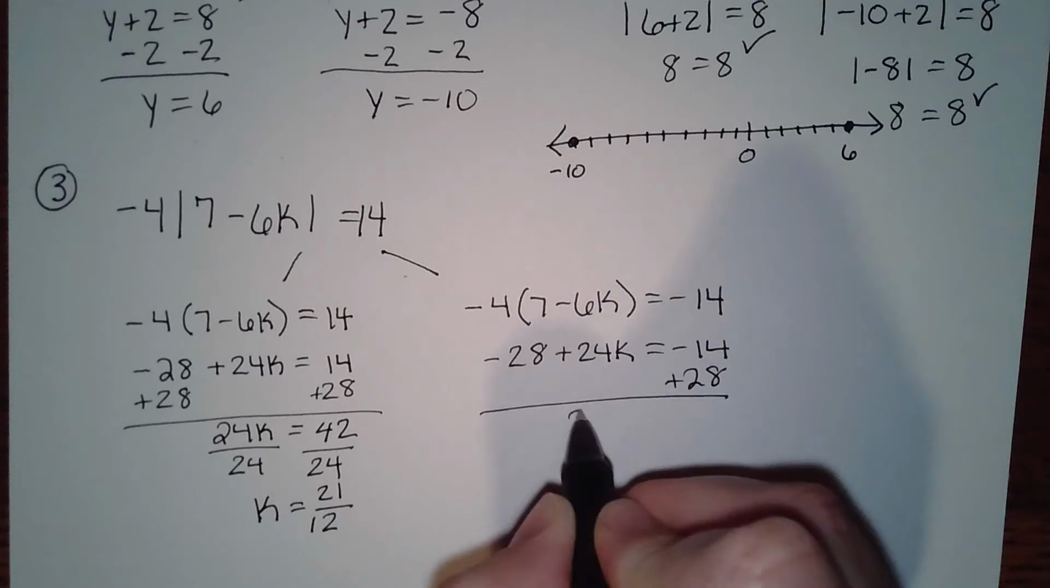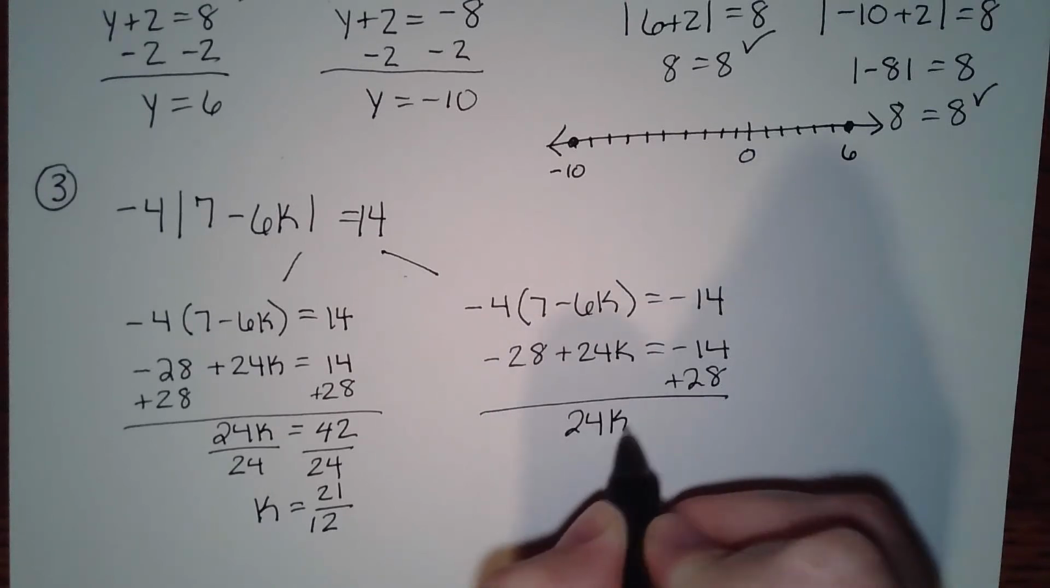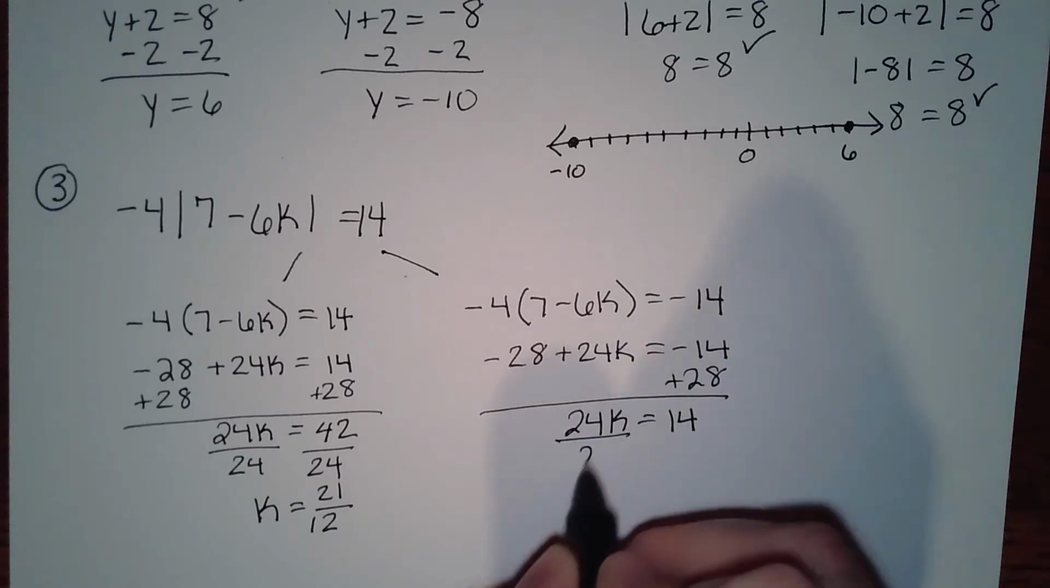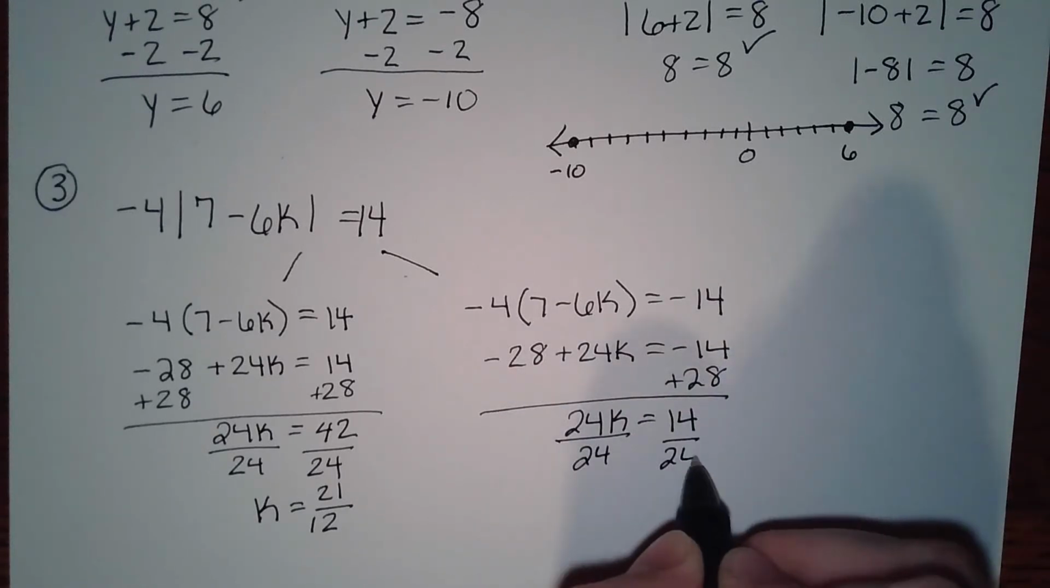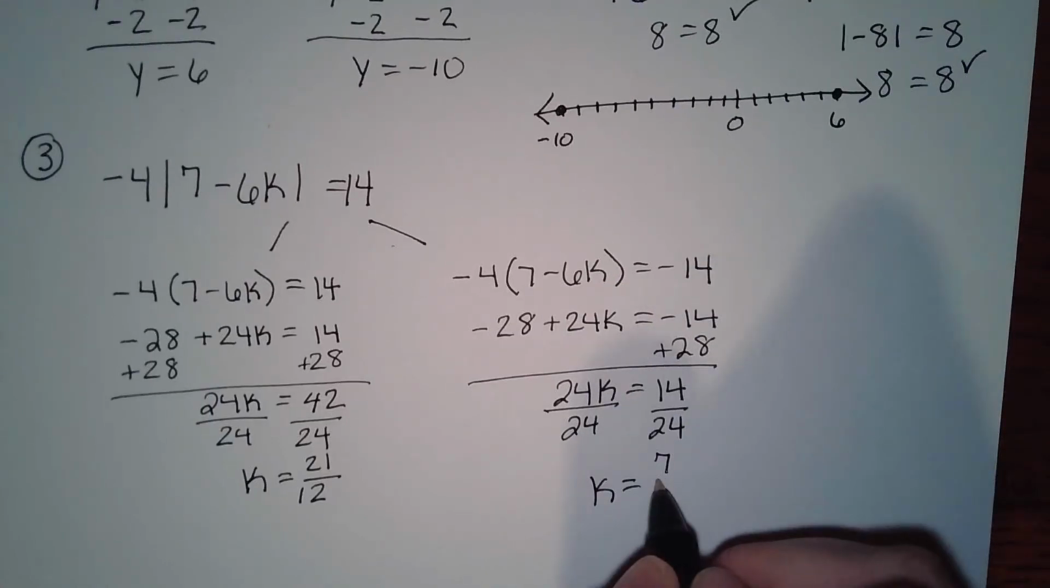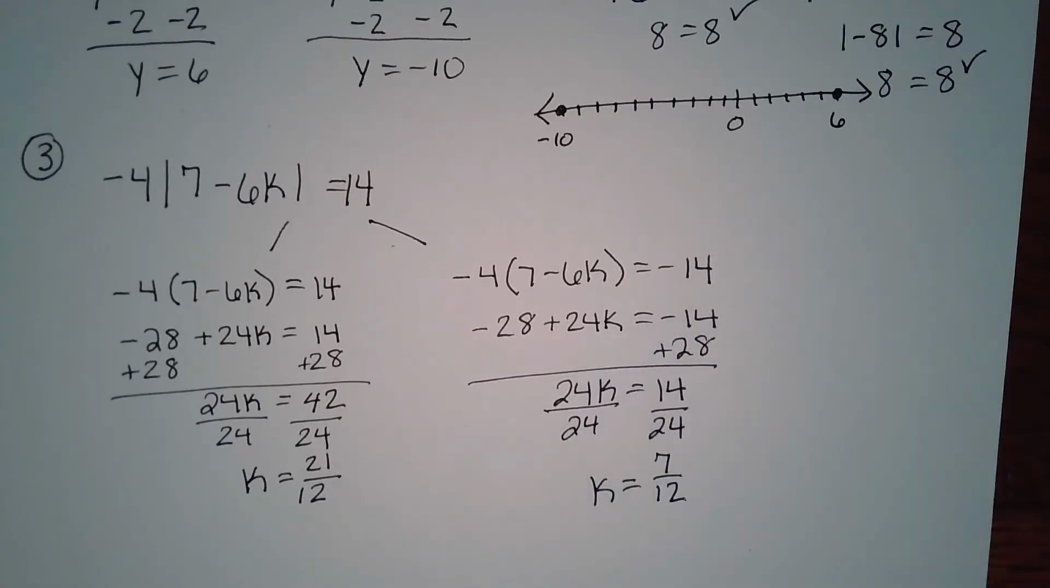So I get 24k equals 14. And then I divide by 24. So you're just reducing the fraction in this case. So k is going to equal 7 over 12. So both of these ended up being a fractional answer.